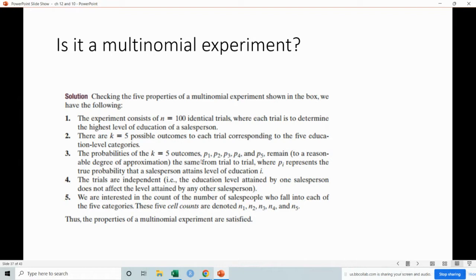Probabilities of the k equals 5 outcomes remain the same from trial to trial, at least to a reasonable degree. The trials are independent, so the educational level obtained by one salesperson has no effect on the education level attained by another salesperson. We are interested in the count of the number of salespeople who fall into each of the 5 categories. So, what's the sample size of the ones that break down into each of those categories? Thus the properties of a multinomial experiment are satisfied.